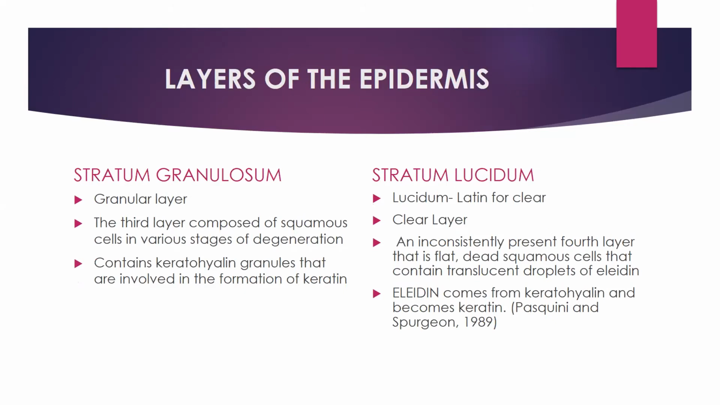Now, the next is the stratum granulosum. This is above the previous layer. This is the third layer composed of squamous cells in various stages of degeneration, and it contains keratohyalin granules that are involved in the formation of keratin. Stratum lucidum, on the other hand, comes from the Latin term for clear. So technically, this is the clear layer. An inconsistently present fourth layer of flat, dead squamous cells that may contain translucent droplets called eleidin, which is from keratohyalin, and this will become keratin.